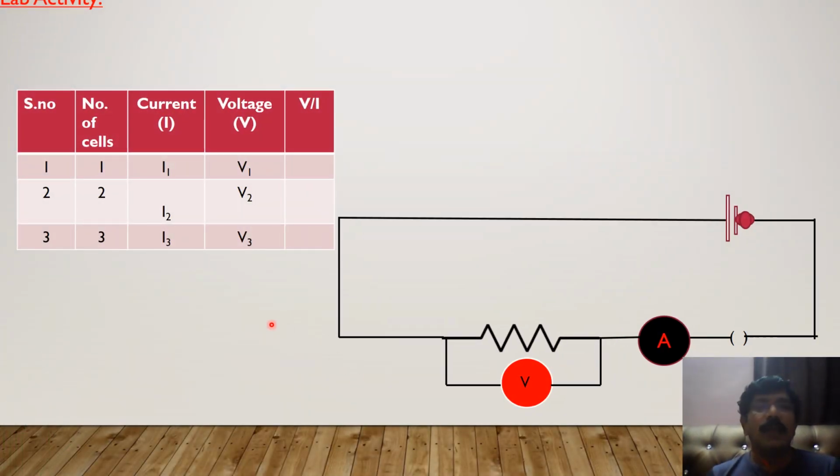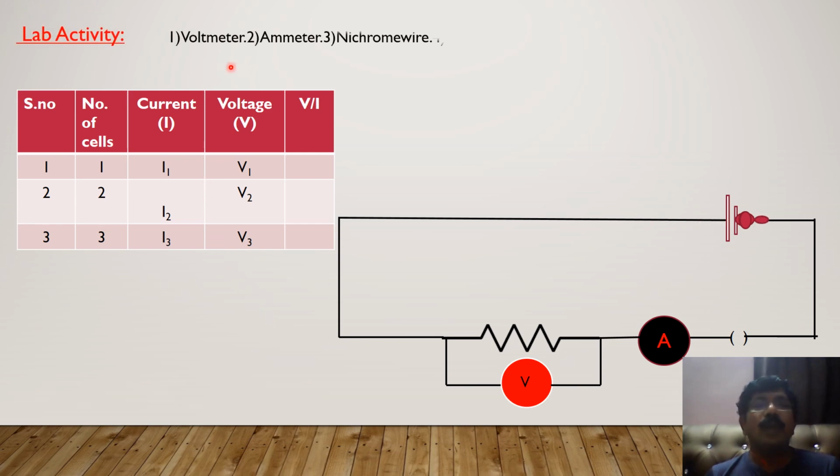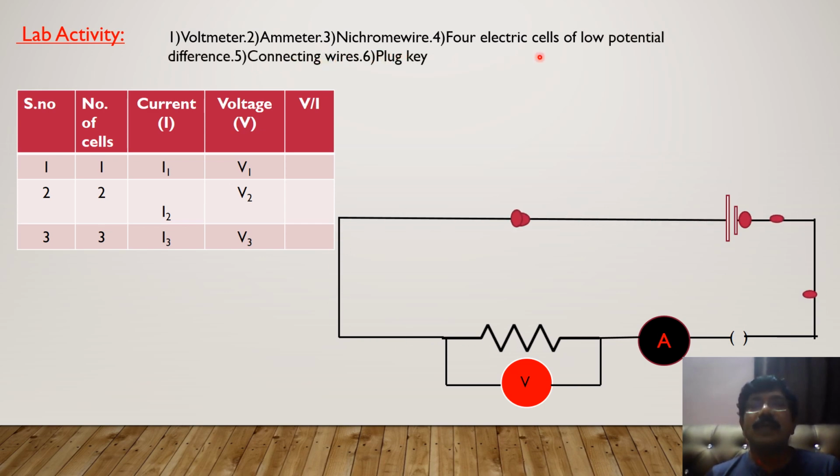Let us do an activity to prove Ohm's law. What are the materials required to prove Ohm's law? Voltmeter, ammeter, nichrome wire, 4 electric cells of low potential difference, connecting wires, and the sixth one is the plug key. See, observe this one. This is the simple circuit which shows the lab activity related to Ohm's law.